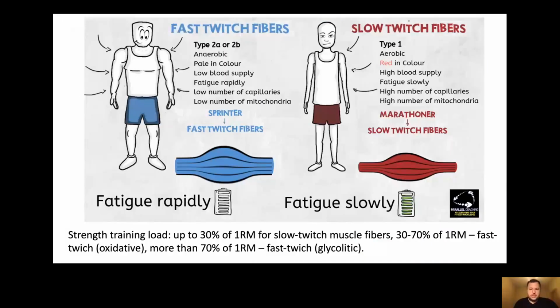And just a short explanation about fast and slow twitch fibers. Fast twitch fibers, mostly like a sprinter, fatigue rapidly, but have quite fast muscle. And slow twitch fibers fatigue slowly, and usually the marathon runners have slow twitch fibers. So actually every player is something like a combination of these things, but in most cases we have more fast or more slow twitch fibers.